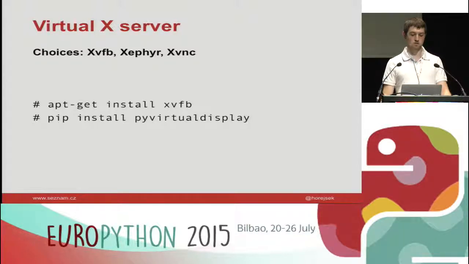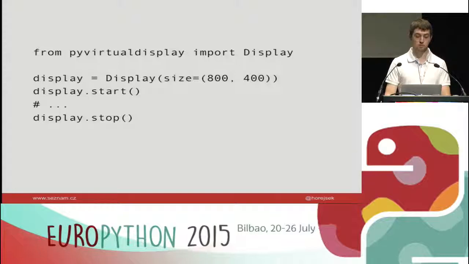For example, we are using Xvfb, and we are happy with that. Xvnc is good because you can connect to it, so if it's failing, you can connect and see what's happening. So it's nice. And usage is very simple. Just create some display and start it, run your test, and then stop it. I can't show you that it works because I don't have any virtual X server on my machine here, but on our own server, it really works.